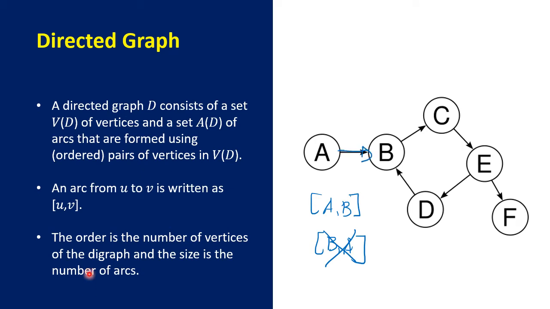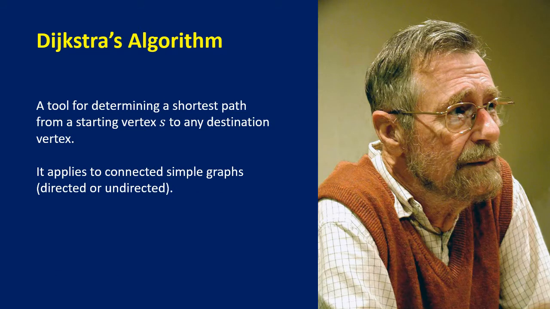But similarly, the order is the number of vertices and the size is the number of arcs. So again, the only difference for directed graphs is that the edges are no longer called edges, they are called arcs. But of course, in this course, we will not be discussing directed graphs. We will only be discussing simple graphs.